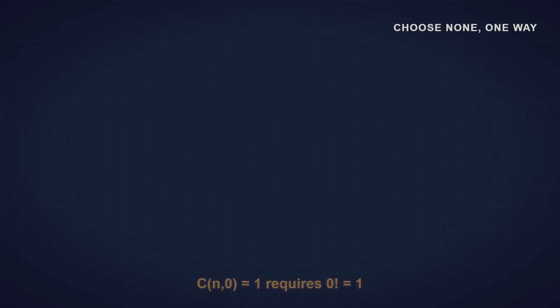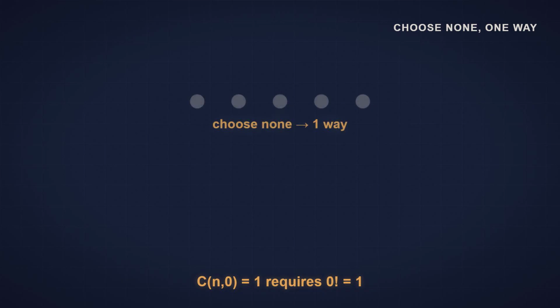Now choose 0 objects from 5. There is exactly one possible selection. Choose none of them. So 5 choose 0 must equal 1. Put 0 into the formula. 5 choose 0 equals 5 factorial divided by 0 factorial times 5 factorial. The 5 factorials cancel, leaving 1 over 0 factorial. For the answer to equal 1, 0 factorial must equal 1.